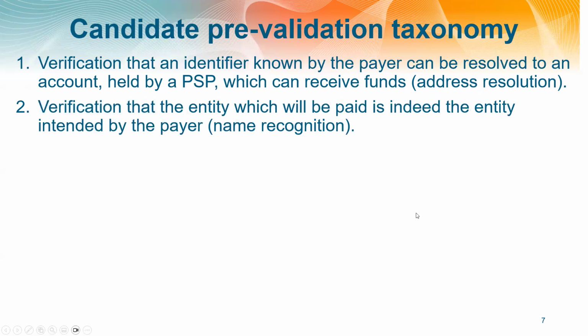Next, the verification that the entity which is going to be paid really is the entity that the payer intends. And this is the one that we normally call name recognition. So as part of, in our case, the first address resolution step, the payee DFSP will send back the name of the account which they intend to pay. And the payer can look at it and say, oh, am I supposed to be paying Paul Makin? I meant to pay James Bush, and reject it.